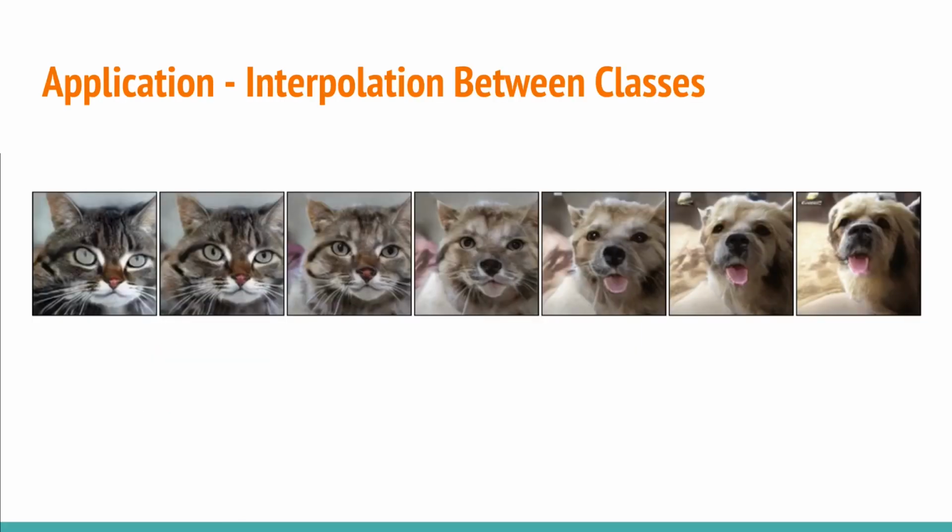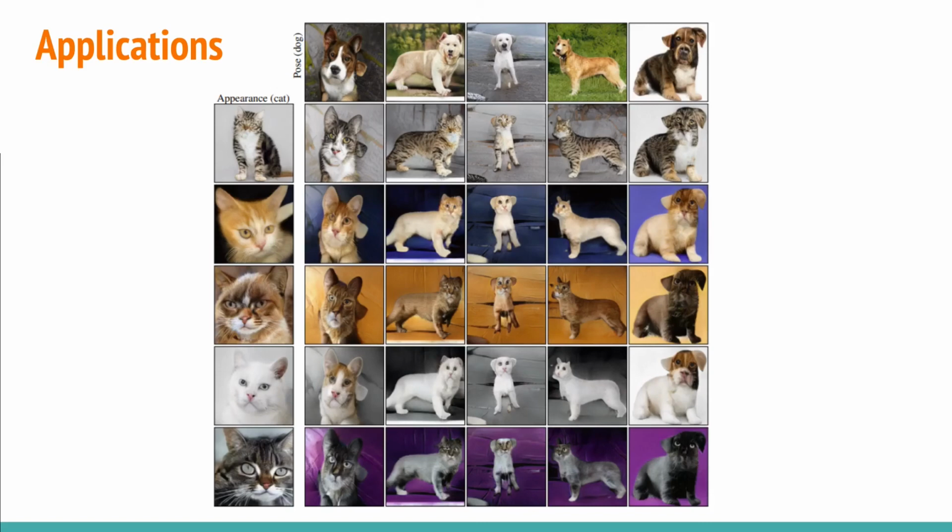Using our method, we can perform latent space interpolations between images of different classes. We can also do style mixing between images of different classes by taking the appearance from the cat's dataset and the pose from the dog's dataset.